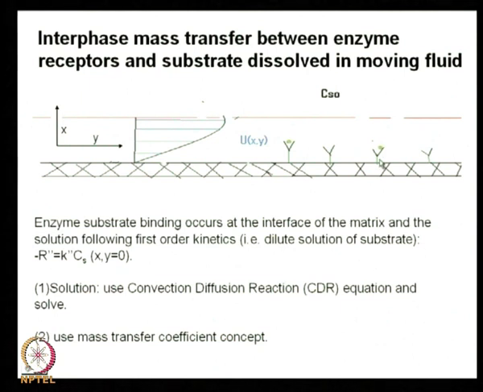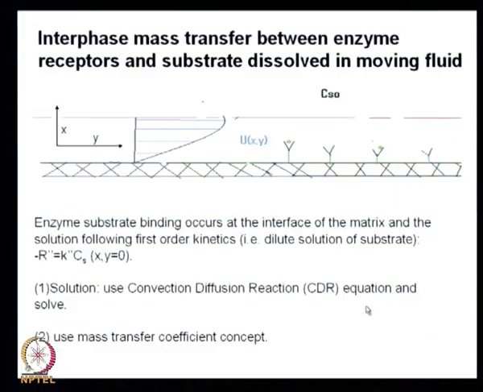We can still call it a CDR, because it is still convection, diffusion and reaction, all three are there. It is still called a convection diffusion reaction equation, but the reaction is not going to be in the governing equation, the reaction is going to be in the boundary condition, fine, and you can solve it. The problem with solving it is it is a little complicated, and there are solutions possible for it, but it is slightly complicated. The other option is the option of mass transfer coefficient.